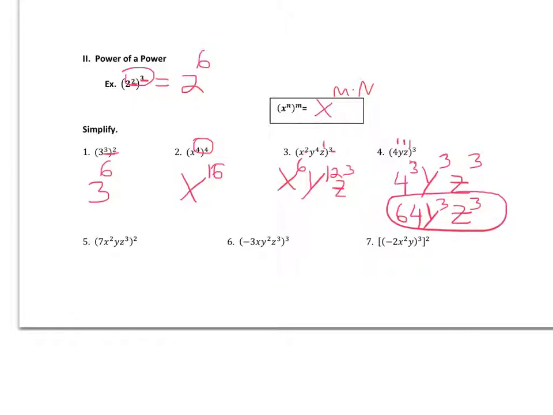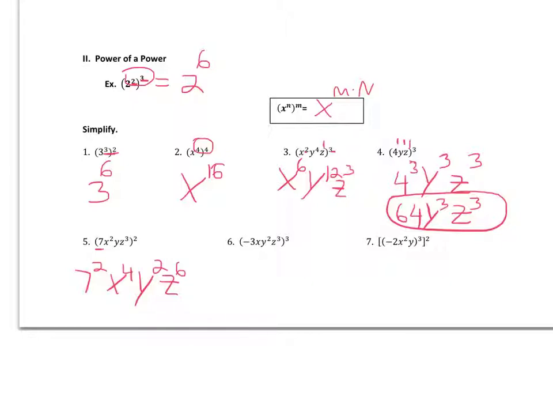Okay, number 5 is another one. Do not forget about this 7. So if you're squaring that, you're going to get 7 squared. Okay, if I look at the x, I have 2 times this 2, so that becomes x to the 4th. Okay, and then if I look at the y, this is like saying y to the 1st, so 1 times 2 is 2, so it gives me y squared. And then we have z, I have 3 times this 2, which gives me 6, so that's z to the 6th. So that's the answer.